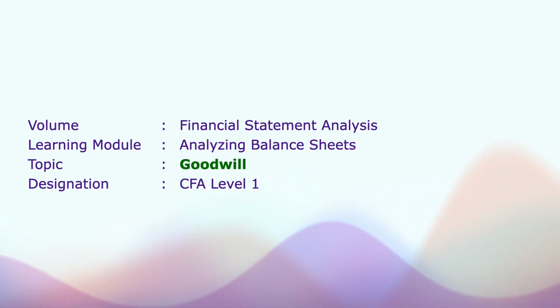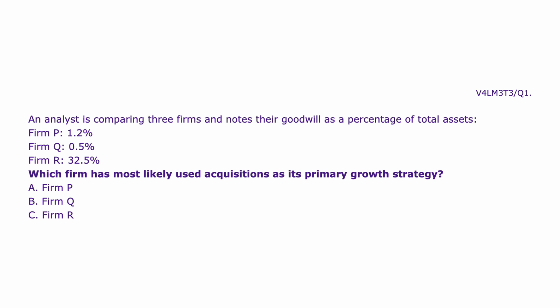Topic: Goodwill. An analyst is comparing three firms and notes their goodwill as a percentage of total assets. Firm P, 1.2%. Firm Q, 0.5%. Firm R, 32.5%. Which firm has most likely used acquisitions as its primary growth strategy? A. Firm P, B. Firm Q, C. Firm R.